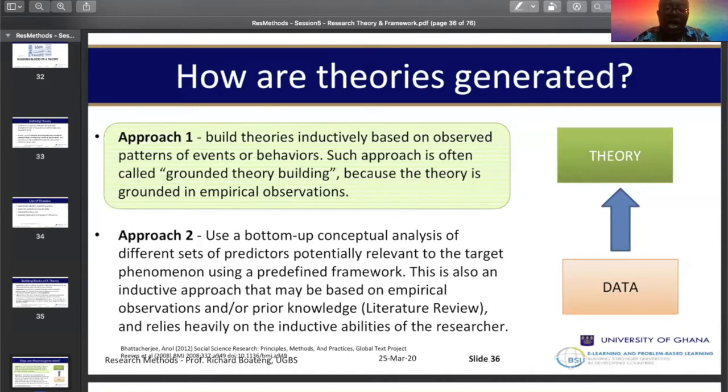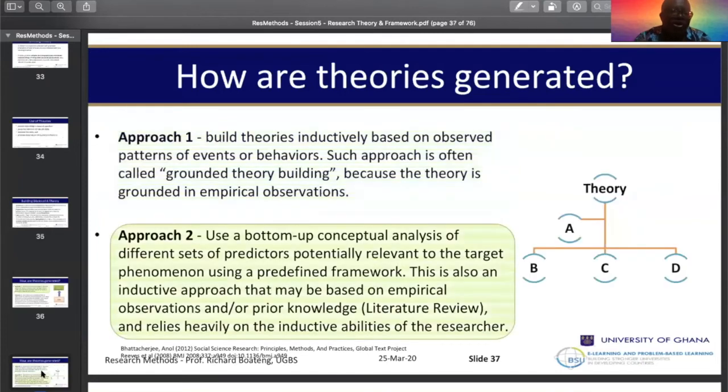Okay, how are theories generated? Theories are generated from different perspectives. Approach one: build theories inductively based on observed patterns and behavior. Usually, this is what we call the grounded theory building approach. It means that somebody looks at the data and out of the data looks for relationships, and out of the relationships he has seen in the data, he theorizes. So some theories are built out of data. Just looking at the patterns, or collecting quite a number of data and then looking at the relationships between the patterns of occurrence in the data, and out of that theorizing. It happens. Now, then you have approach two.